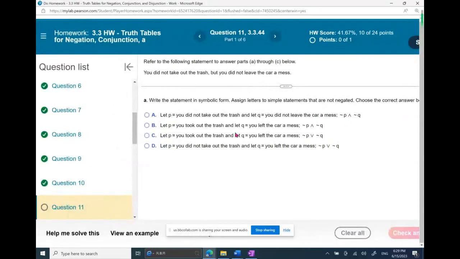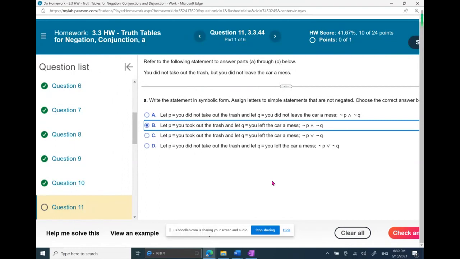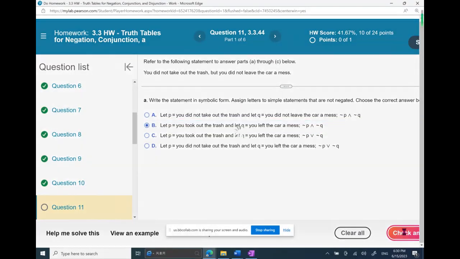So if we let P be take out the trash, and Q be leave the car a mess, then the statement would be not P and not Q. Here it is a conjunction, right? Conjunction.